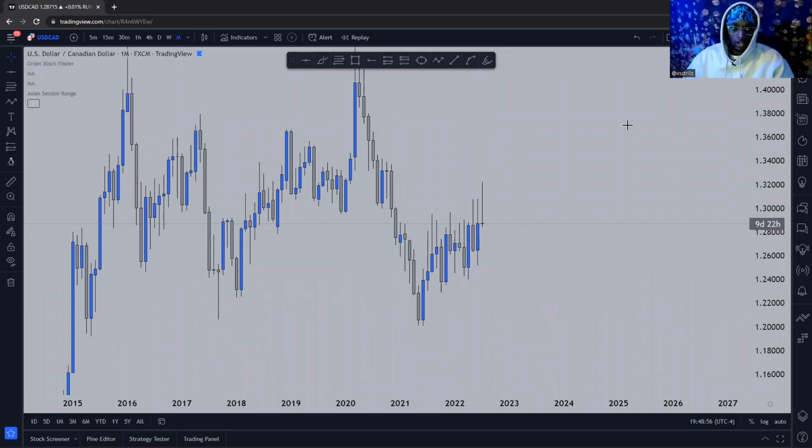All right, so today we're going to talk about the proper way of marking up your charts. There are many ways to mark up your charts, but this is how I started marking up my charts.